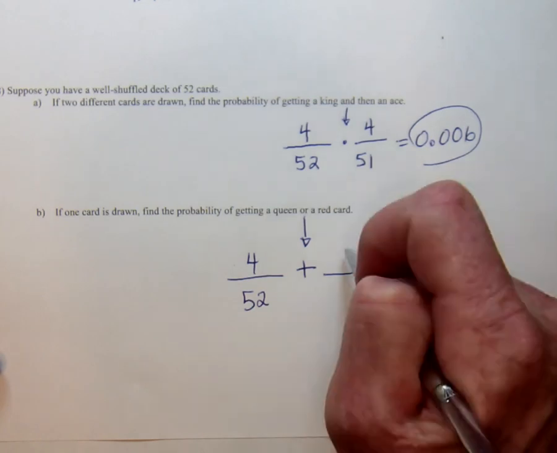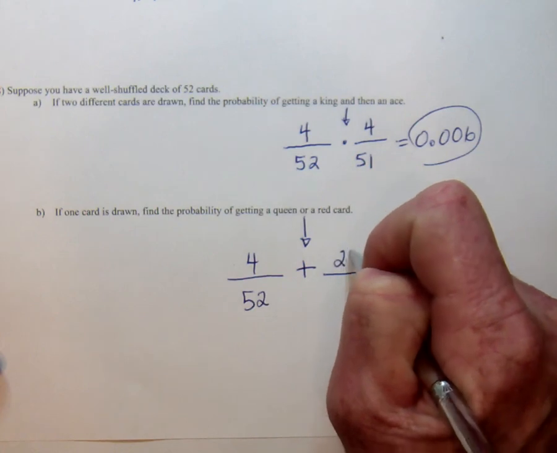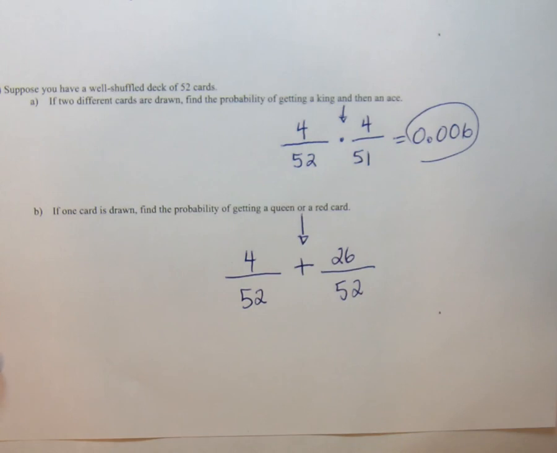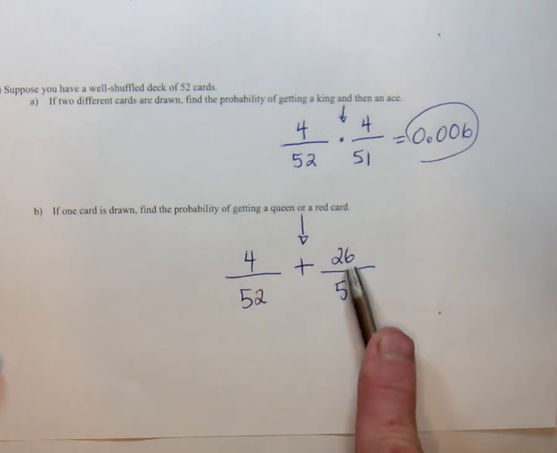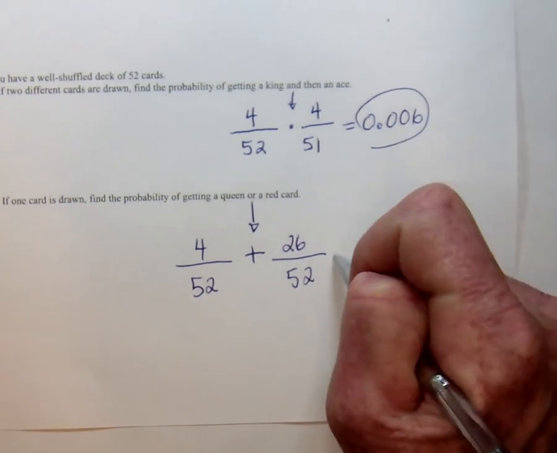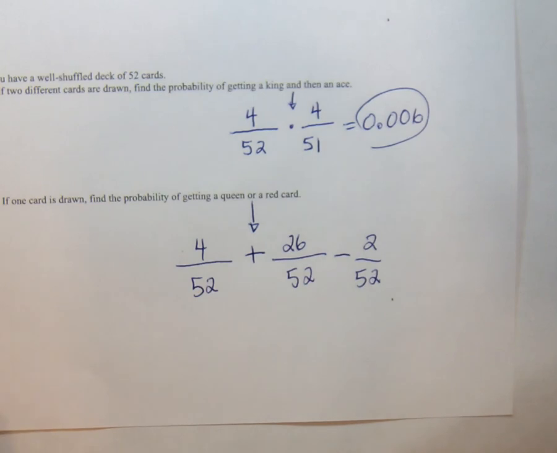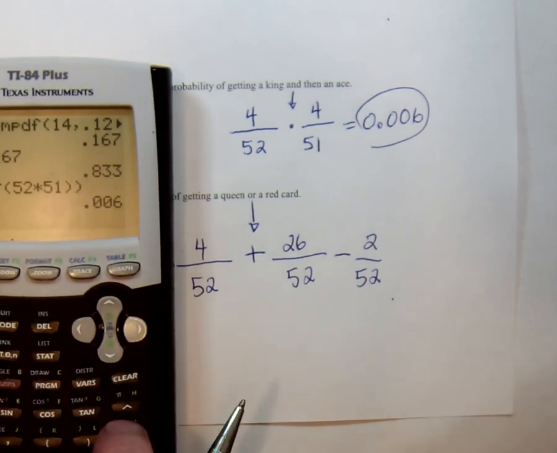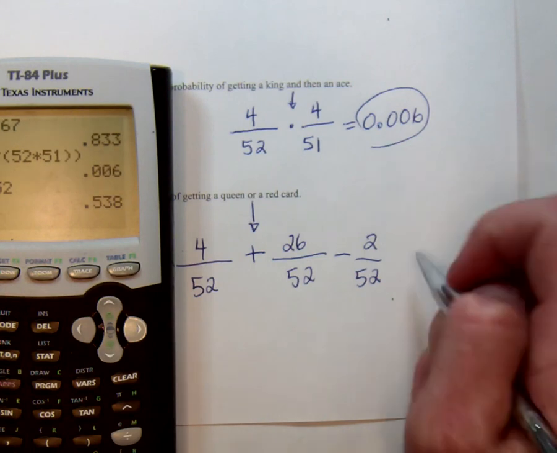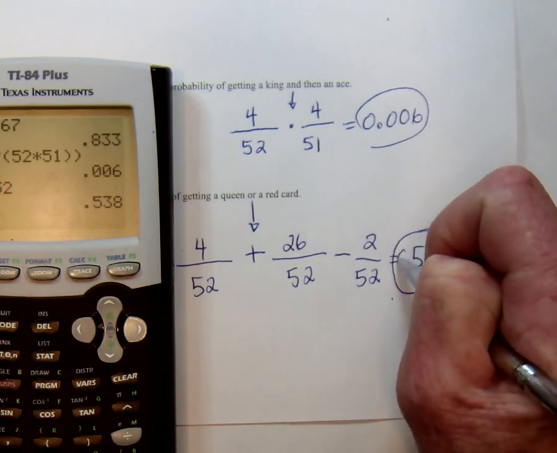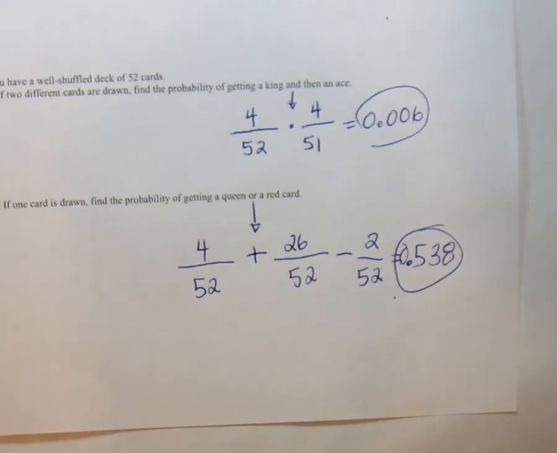So how many red cards? There are half of them. So half would be 26 out of the 52. Then what's the problem? The problem is there are 2 red queens, Queen of Hearts and Queen of Diamonds. They got counted when I counted the queens and when I counted the red cards. So then what I need to do is subtract those 2 red queens, and then we have it. So that would be 30 minus 2, that's 28 out of 52. So that's 0.538. All right, see you soon.